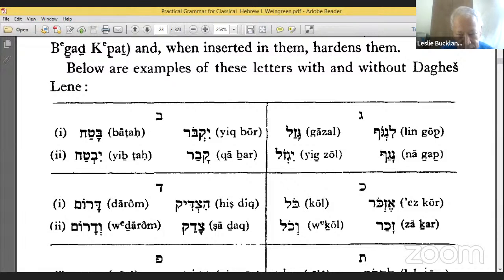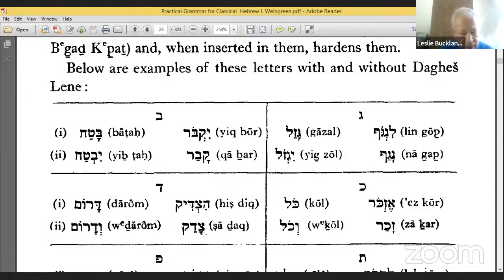Again, notice that there is a Dagesh Lenny in the letter Kaf. It begins the syllable in the beginning of the word. It also begins the syllable in the end of the word. However, when there is a vocal shawa, as was pointed out in the video, when there is a vocal shawa that you pronounce, which has an E sound, you don't put the Dagesh Lenny in Thalith.